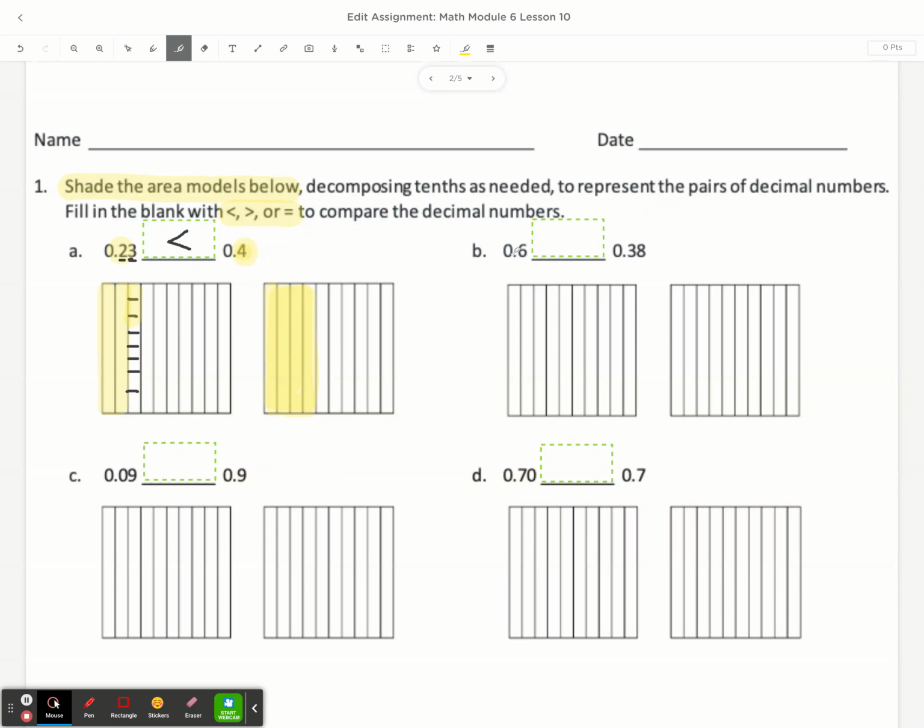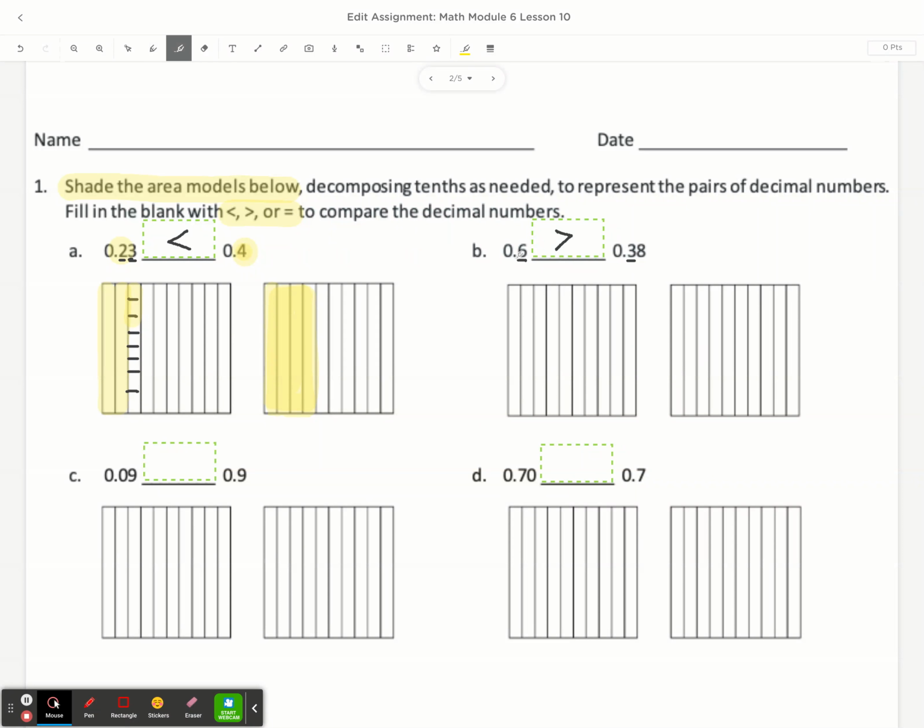So again, with part B, we have 0.6 versus 0.38. When you guys are doing either a test or the homework slides, you can just look at the first place value after the decimal point. So the tenths place: that one has a 6, that one has a 3. Well, 6 is bigger than 3, so that means that 0.6 is bigger than 0.38.